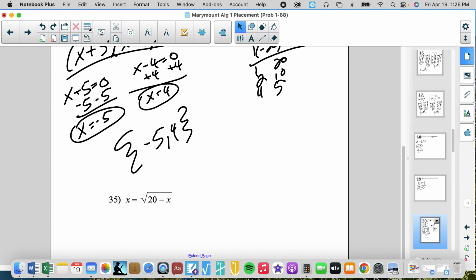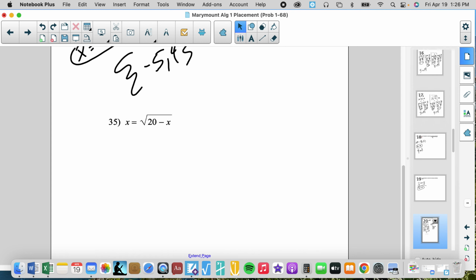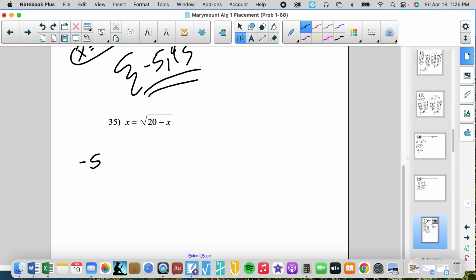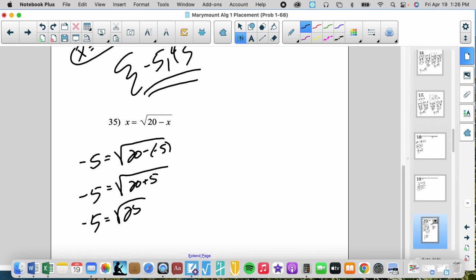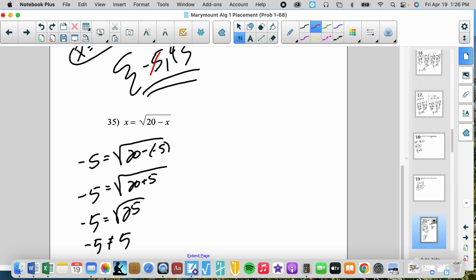So I have my two solutions, negative 5 and 4. If I plug in negative 5: negative 5 equals the square root of 20 minus negative 5, negative 5 equals the square root of 20 plus 5. Negative 5 equals the square root of 25. Does negative 5 equal 5? No. So this is an example of an extraneous solution.